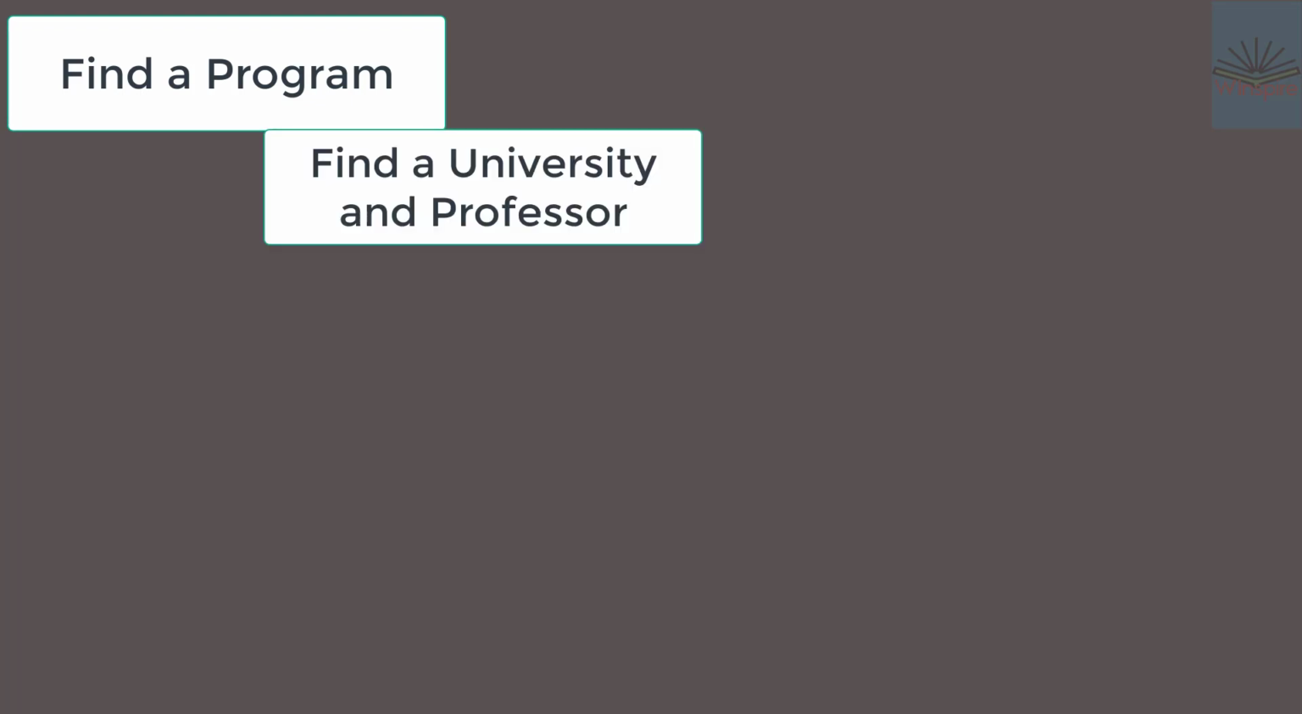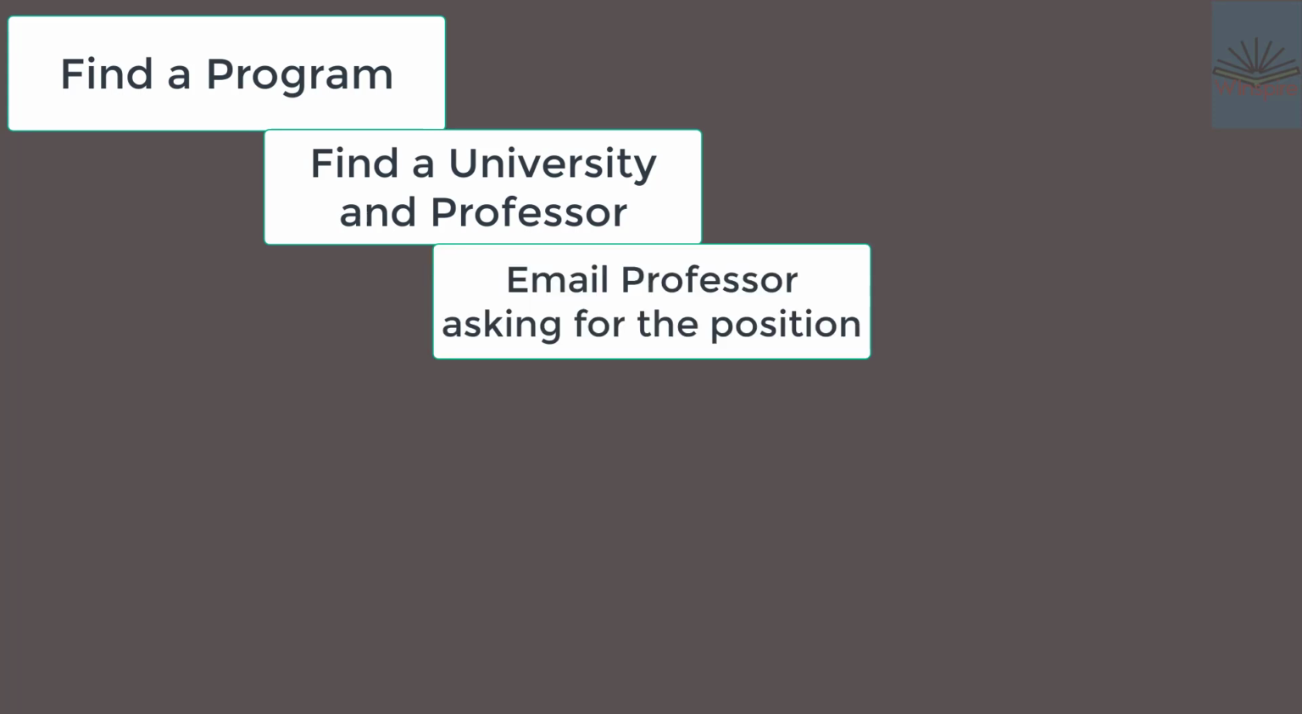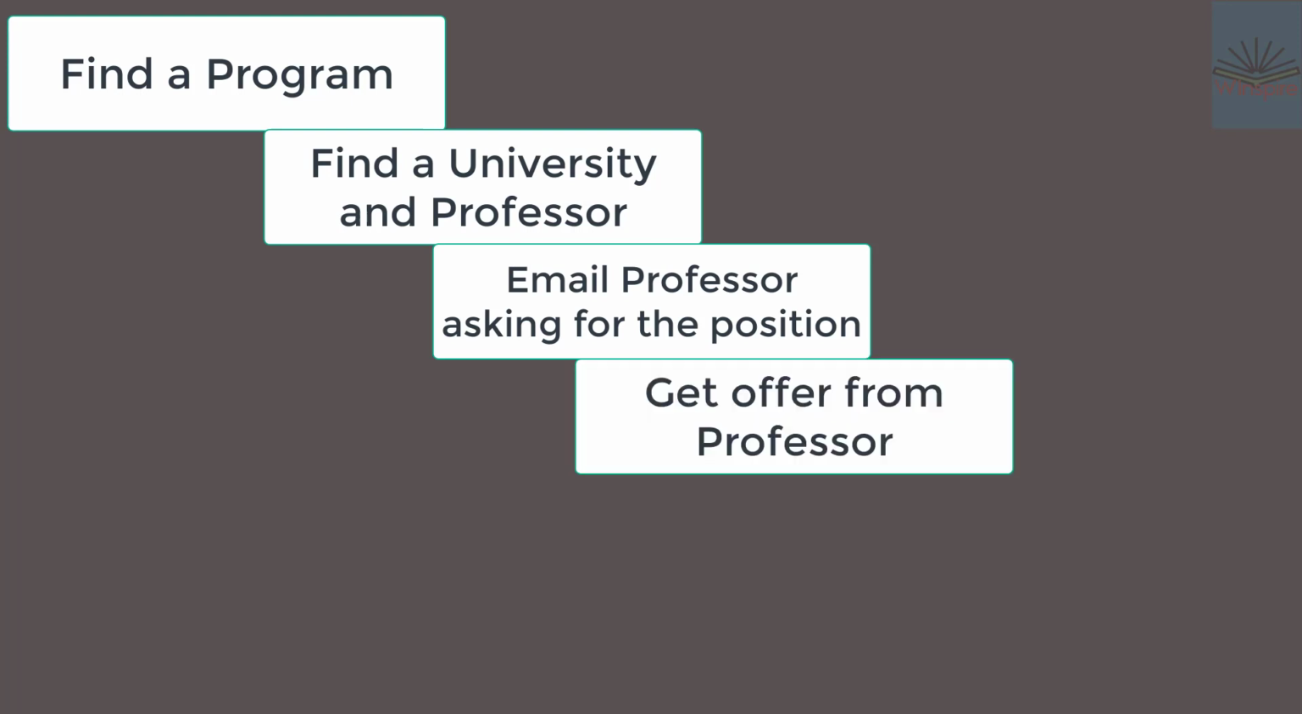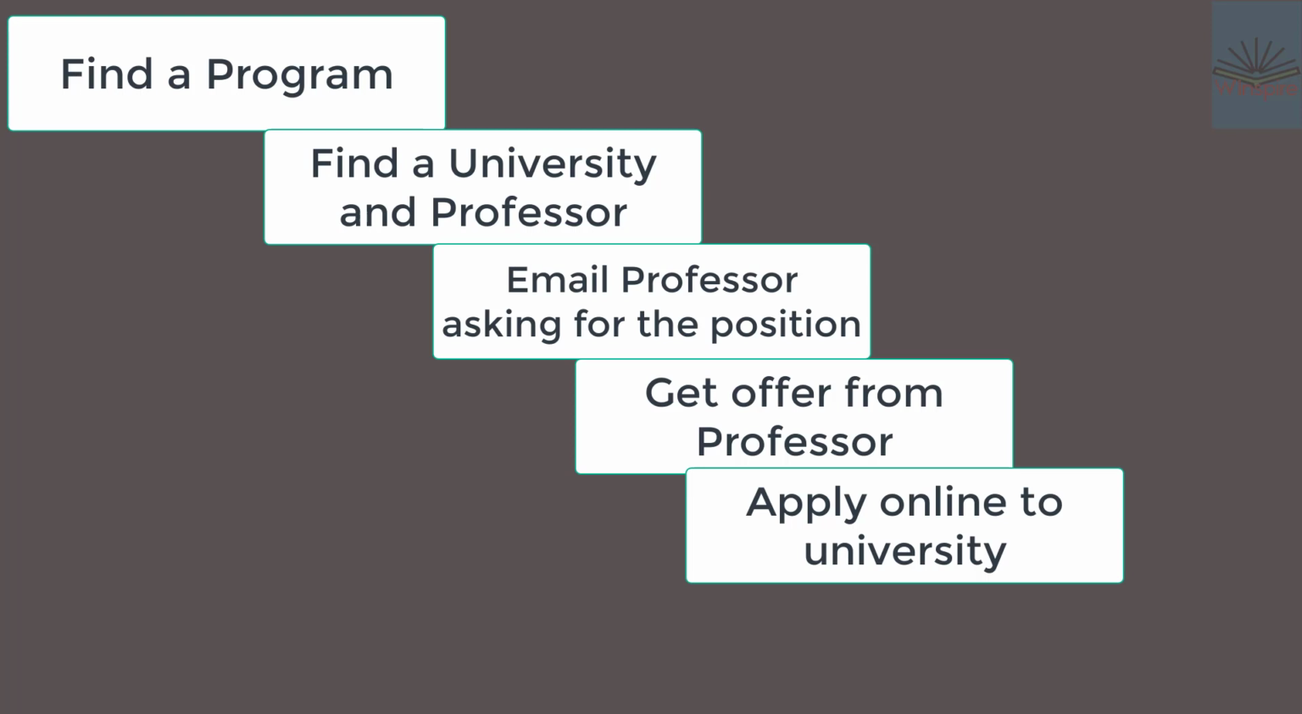So in a nutshell, you'll have to find a program, and then you'll have to find a university and a professor, as I already showed you how to do that earlier in my video. And then you'll have to email the professor asking for the position, whether he or she has assistantship, research assistantship available or not. And then you get an offer from the professor if they have any position available in their department. And after you get approval, you will have to apply online to the university.